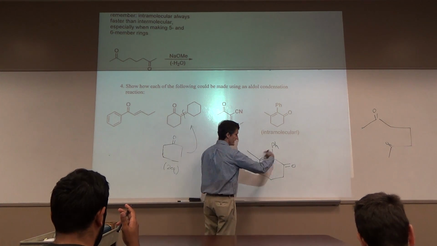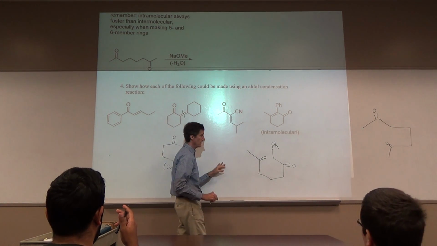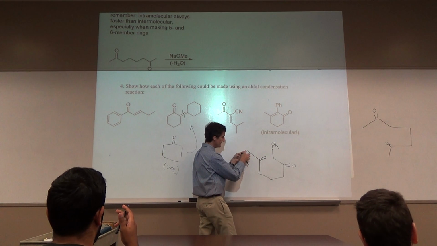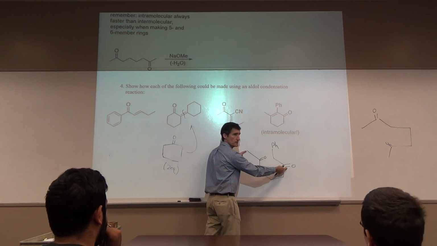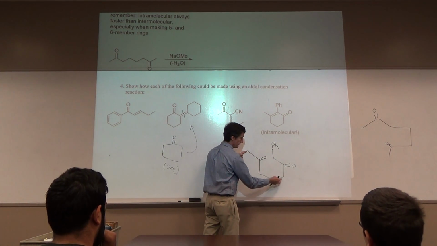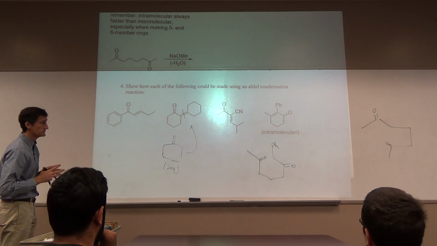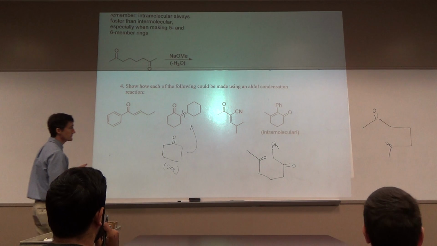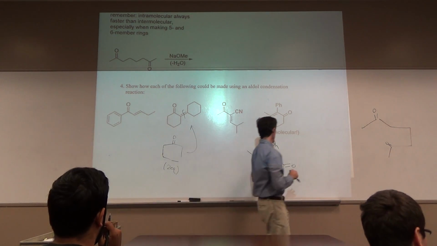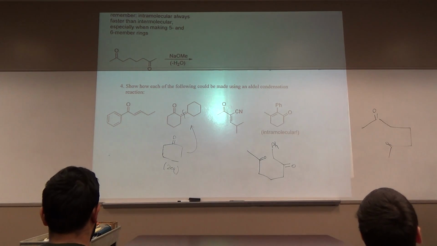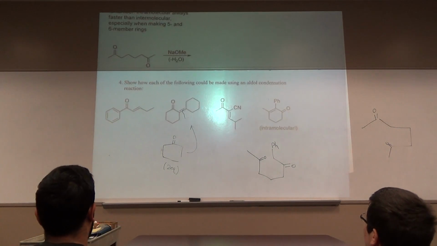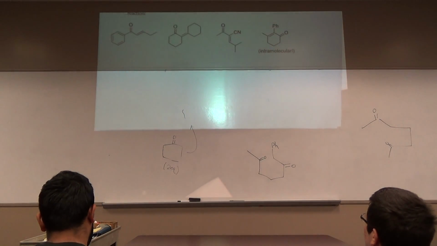Now this could potentially cyclize another way. We could have potentially had this carbon attack this carbonyl. 1, 2, 3, 4, 5, 6. Get another 6-member ring. But since we're going backwards, we don't really have to worry about that on the record. Okay, those are aldol reactions.